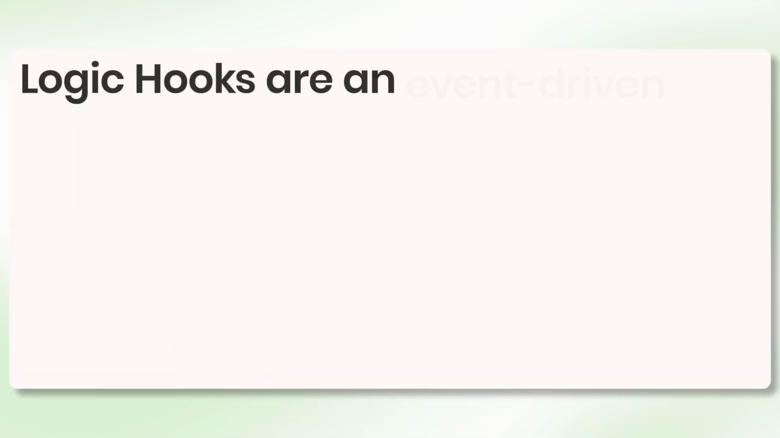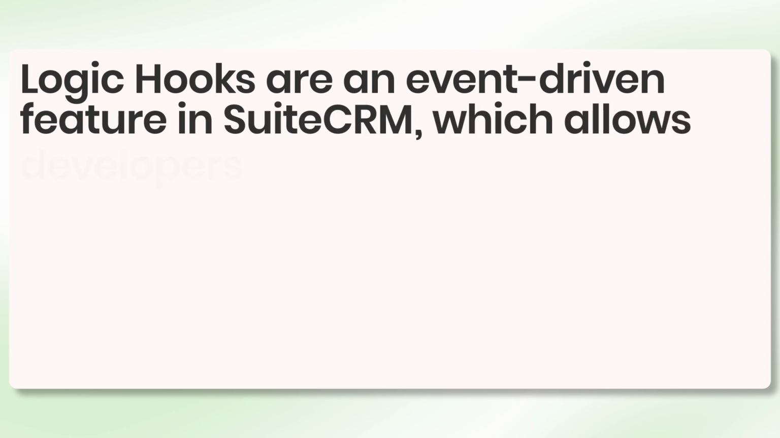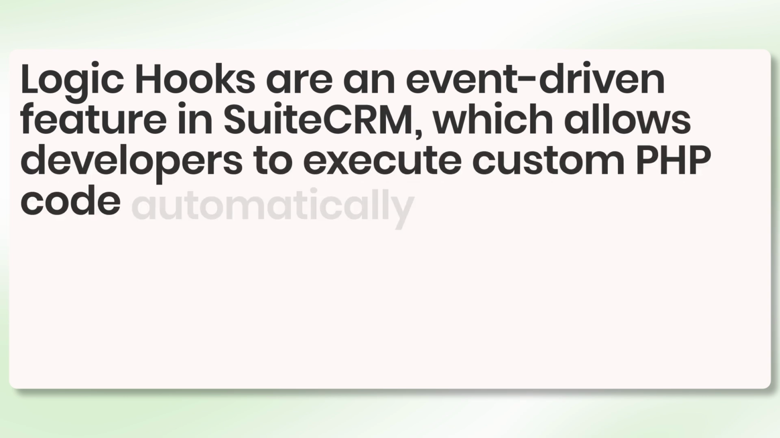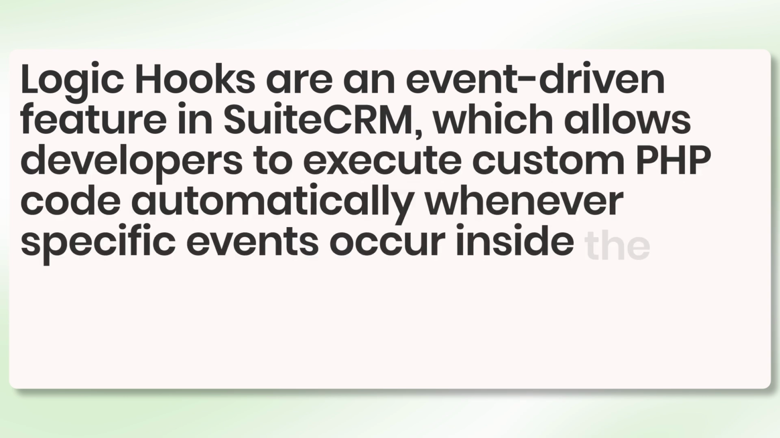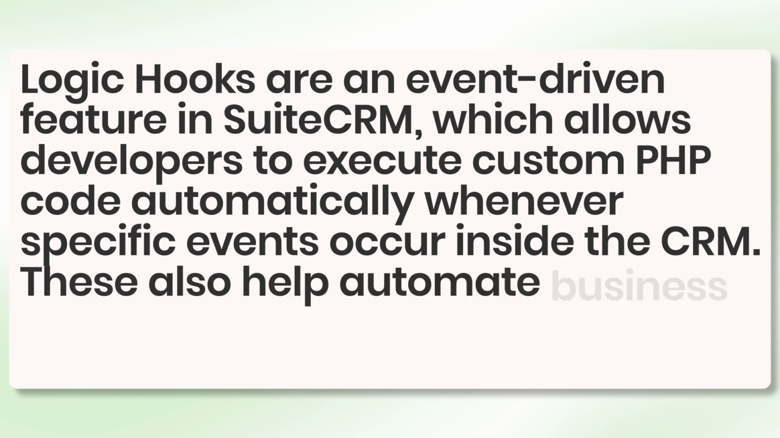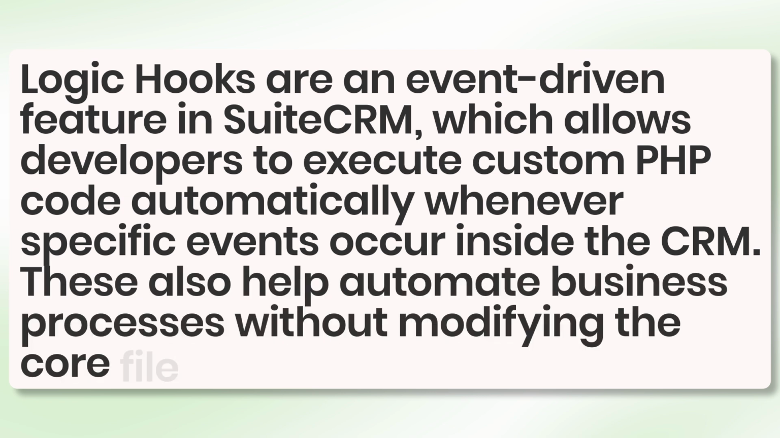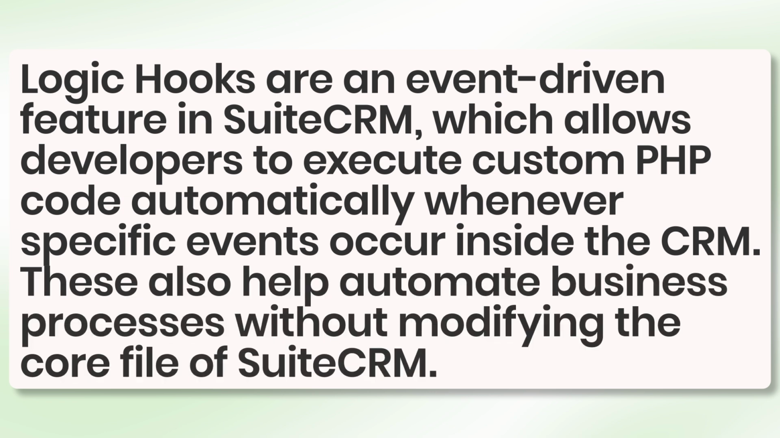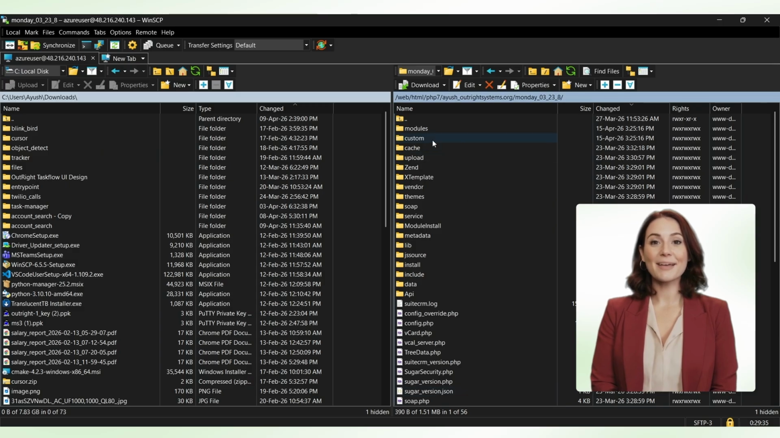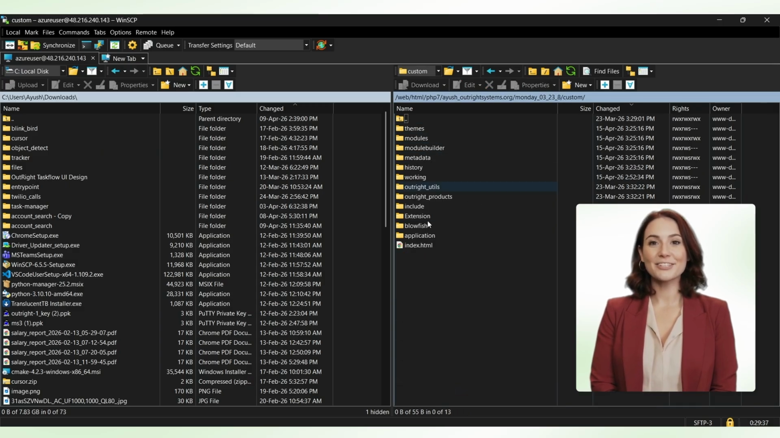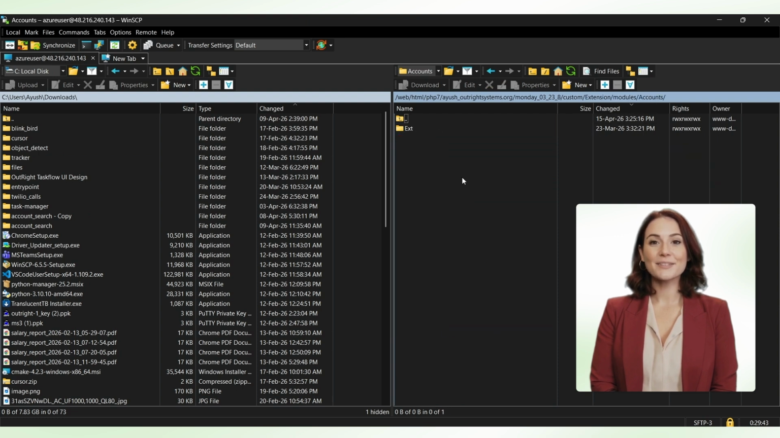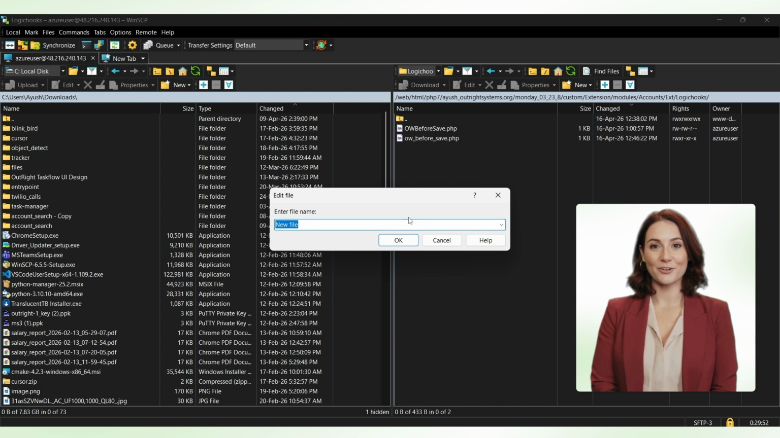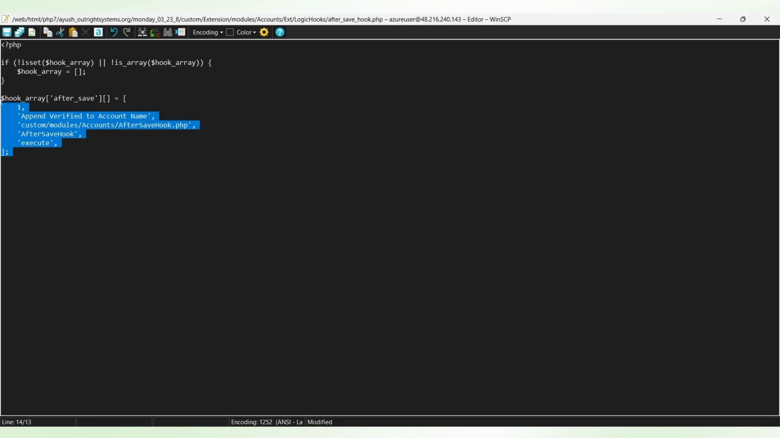Logic hooks are an event-driven feature in SuiteCRM, which allows developers to execute custom PHP code automatically whenever specific events occur inside the CRM. These also help automate business processes without modifying the core files of SuiteCRM. Now, to create a new logic hook, navigate to the Custom directory. Go to Custom, Extension, Modules, Accounts, Ext, Logic Hooks. In this section, click on New and enter the name afterSaveHook.php.